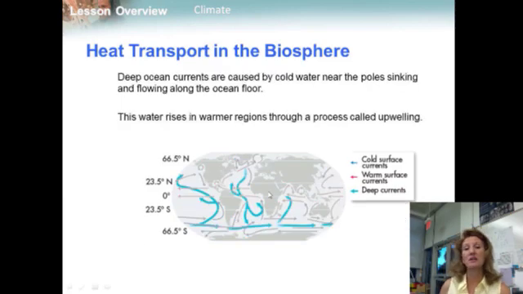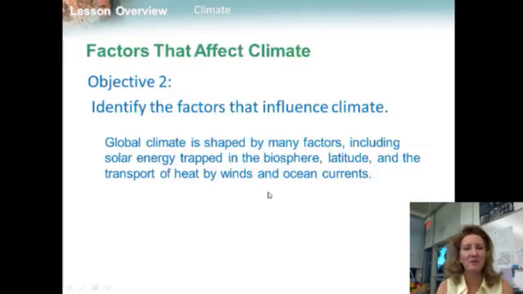Deep ocean currents are caused by cold water near the poles sinking and flowing along the ocean floor. This water rises in warmer regions through a process called upwelling. Very cool stuff, isn't it? So objective 2 was identify the factors that influence climate. Global climate is shaped by many factors, including solar energy trapped in the biosphere, latitude, and transport of heat by winds and ocean currents.